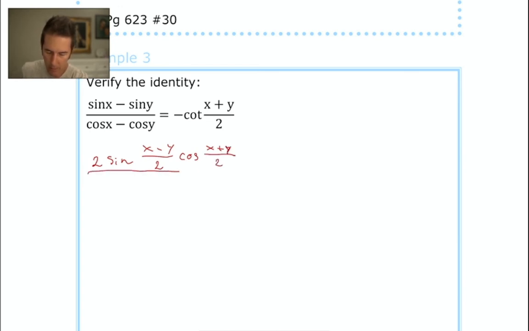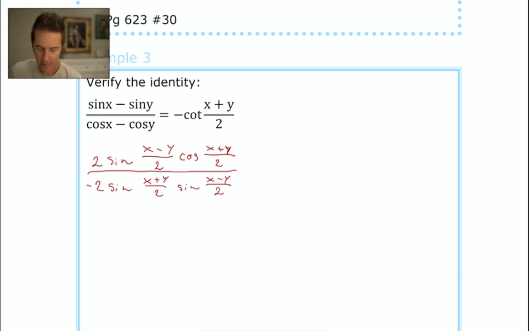And then the denominator is the cosine minus cosine, which is the fourth of my sum to product formulas. On the right-hand side of that formula, it says -2 times the sine of alpha plus beta, which is x plus y in this problem, divided by 2, times the sine of alpha minus beta, which in this problem is x minus y, divided by 2. Very good.